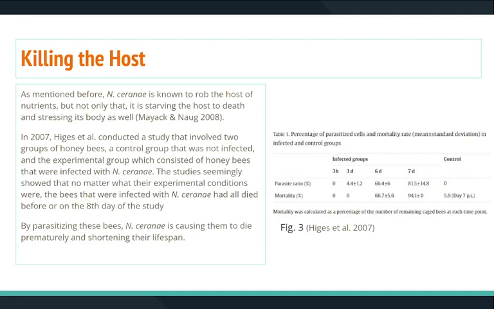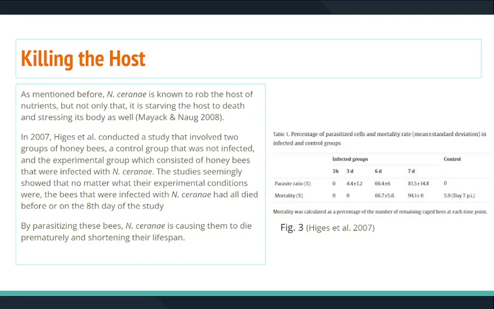The study seemingly showed that no matter what their experimental conditions were, the bees that were infected with Nosema ceranae had all died before or on the 8th day of the study. By parasitizing these bees, Nosema ceranae is causing them to die prematurely and shortening their lifespan.